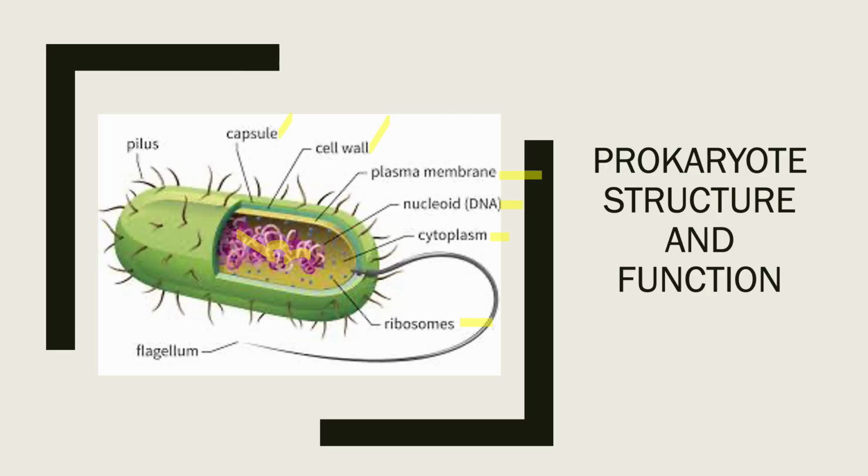Usually we'll have some sort of capsule, which is like a sticky coating that can either secrete poisons or help with adhesion. And then various movement appendages, either tiny little hair-like structures called pili or a long whip-like tail called a flagellum.